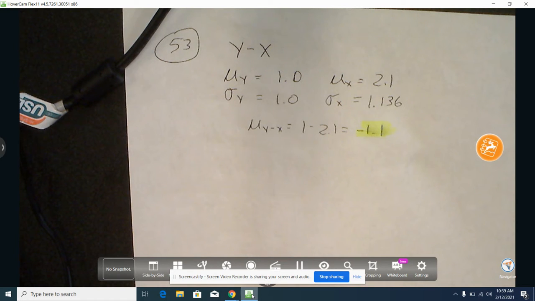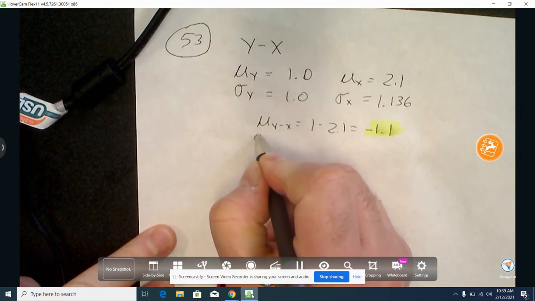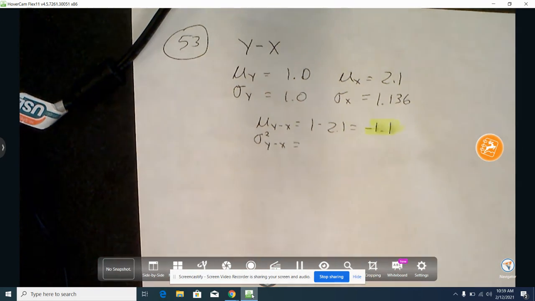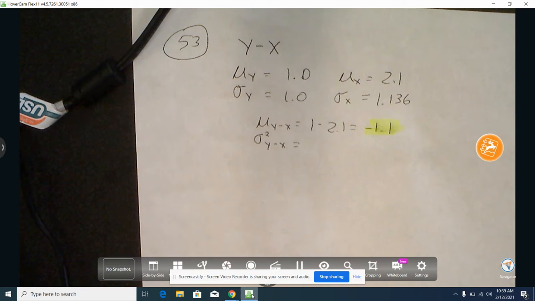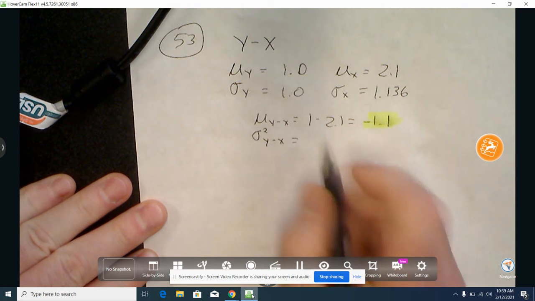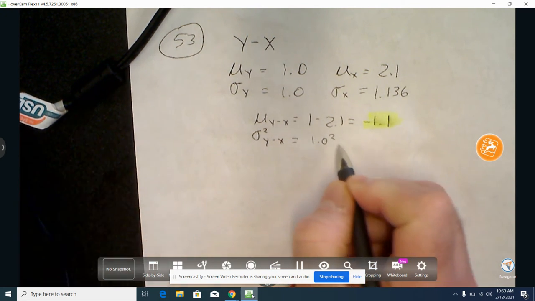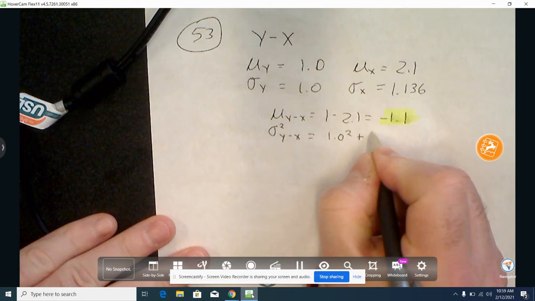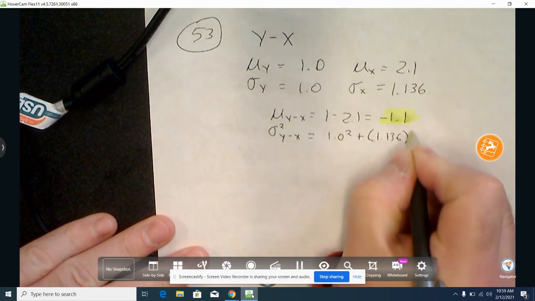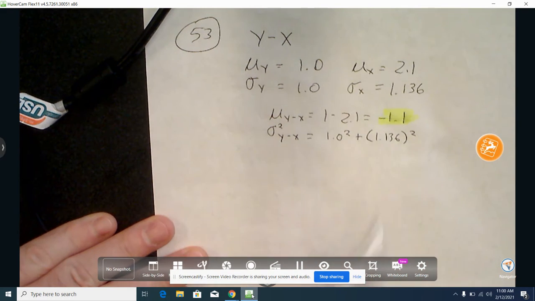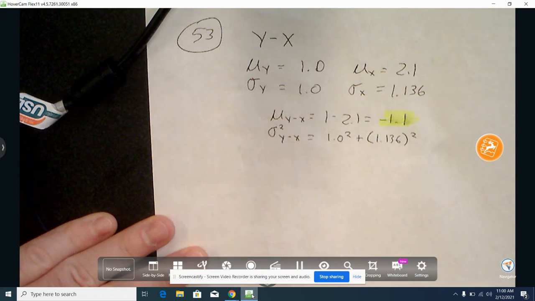And again, get good at interpreting means and standard deviations. Here comes the standard deviation. Actually, here comes the variance first, and then I'll convert it to standard deviation by taking the square root. So the variance of Y is 1.0 squared, and then remember, here's the key thing, plus 1.136 squared. Remember, there will be a lot of good students that think, oh, I'm subtracting, so I subtract. You always add variances and then take the square root.